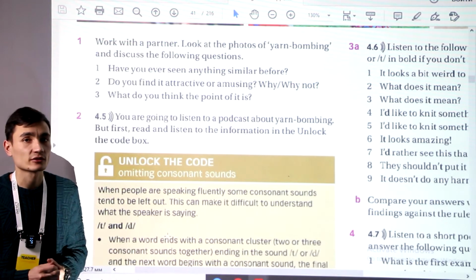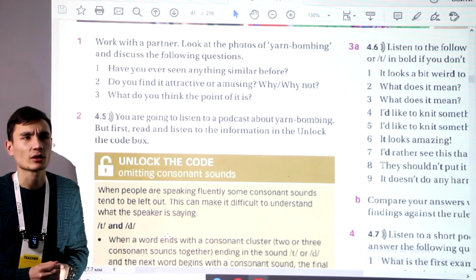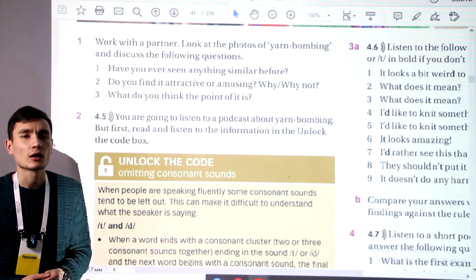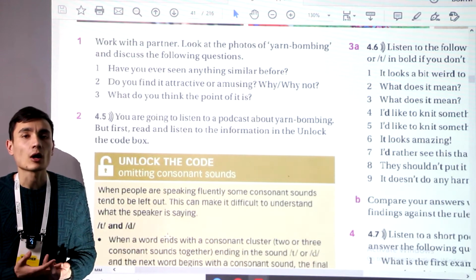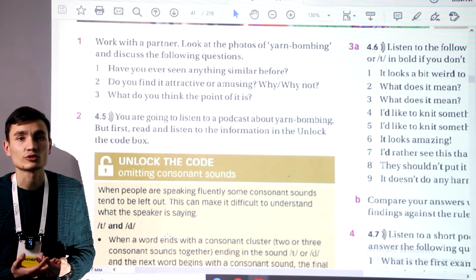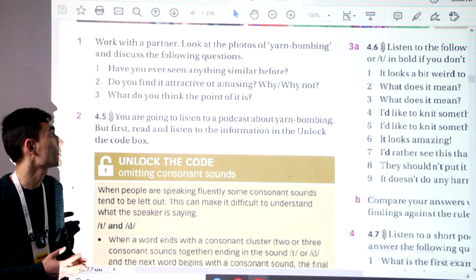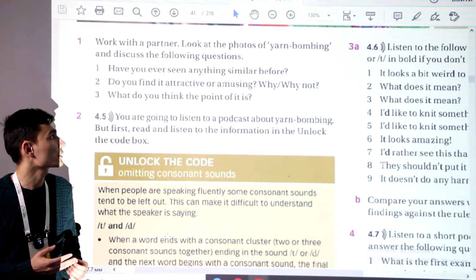No, I haven't seen anything similar before. We don't have it in our culture. Well, we have some people knitting something to cover some objects, but we don't have it to such an extent, to such extremity. 2. Do you find it attractive or amusing?